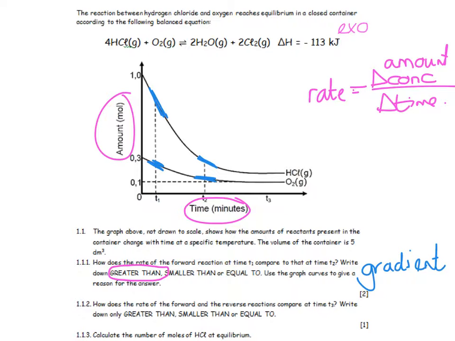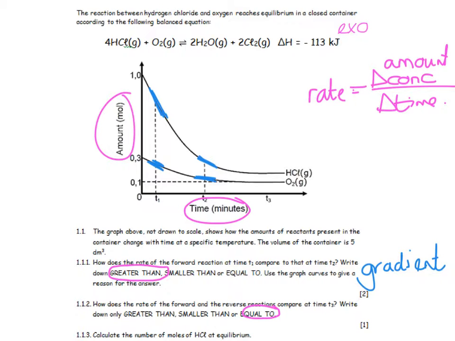How does the rate of the forward reaction and reverse reaction compare at T3? At T3, the number of moles is remaining stable, and therefore you land up with an equal rate, because the rate of the forward reaction is equal to the rate of the reverse reaction. Then it says to us, calculate the number of moles of HCl at equilibrium.